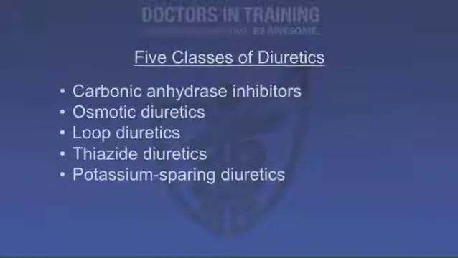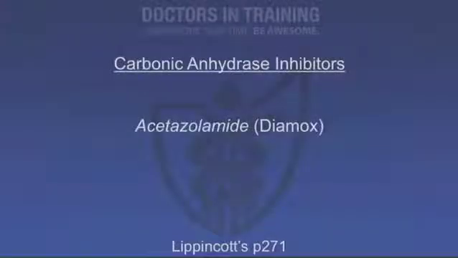I want to switch gears a little bit here again now. We're going to talk about the 5 classes of diuretics. And I want you guys to rewind for a second here, because we're going to start back at Bowman's capsule again, and we're going to walk our way through. First of all, we're going to talk about carbonic anhydrase inhibitors. The primary carbonic anhydrase inhibitor we're going to talk about is acetazolamide.